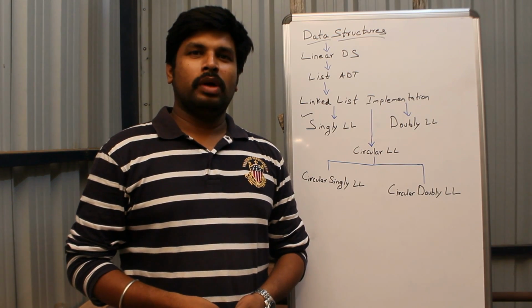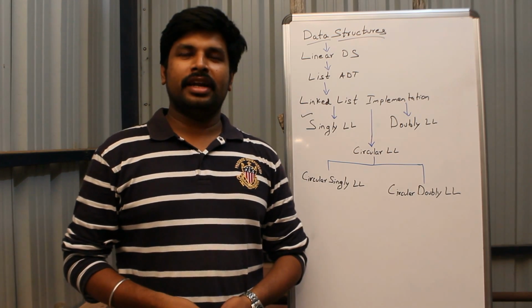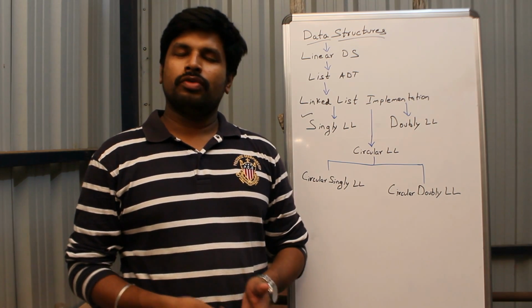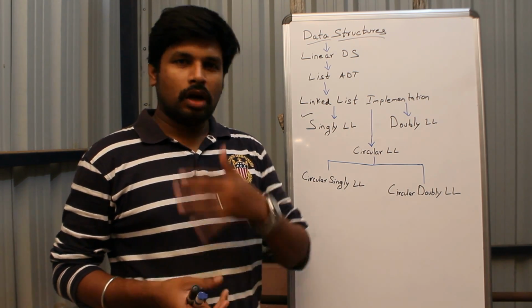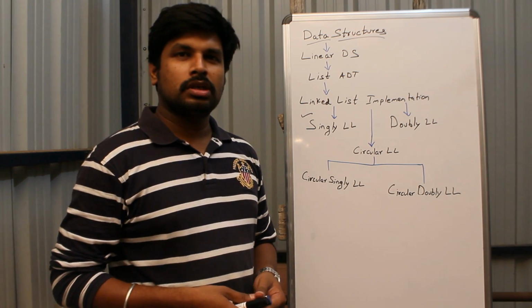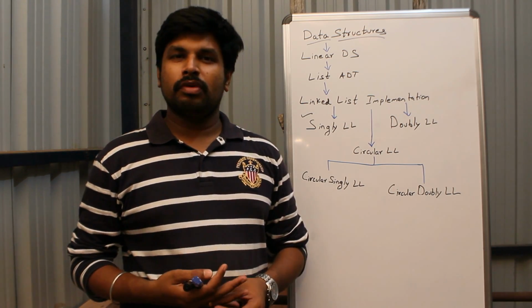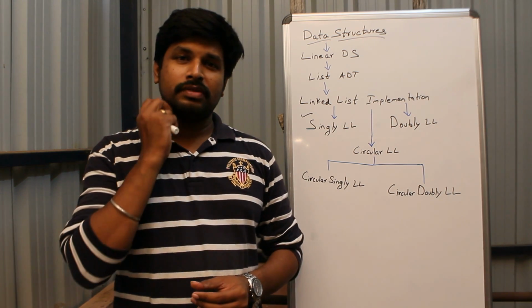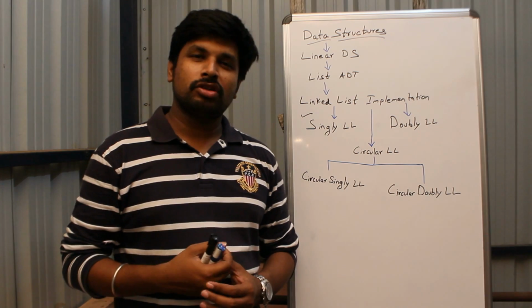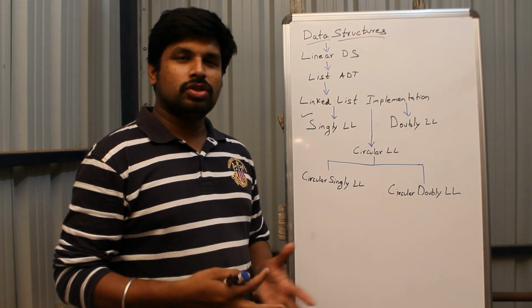Hey guys, welcome to the third tutorial of data structures. So far we have seen what is a data structure and what are the types of data structures. Today we are going to see the various types of linked list implementation in data structures. As we have seen so far, the array implementation of list ADT in this tutorial.